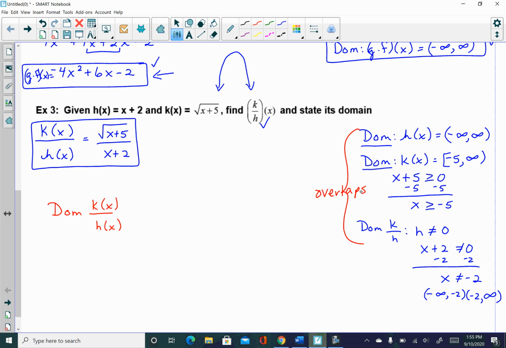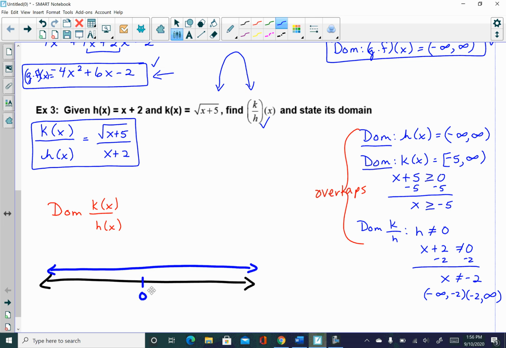So if we think about this on a number line, let me draw my number line. So here's my number line. H of x says I can go from negative infinity to positive infinity. So h of x says I got the full number line at my disposal. K of x says that I have to have x values greater than or equal to negative 5. So let me put a 0 here and use a different color. So here's my negative 5. K of x says I need to be greater than or equal to that negative 5. So I'm going to put a bracket here, and I am shading to the right. Okay, so far you can see I'm overlapping from negative 5 to positive infinity.